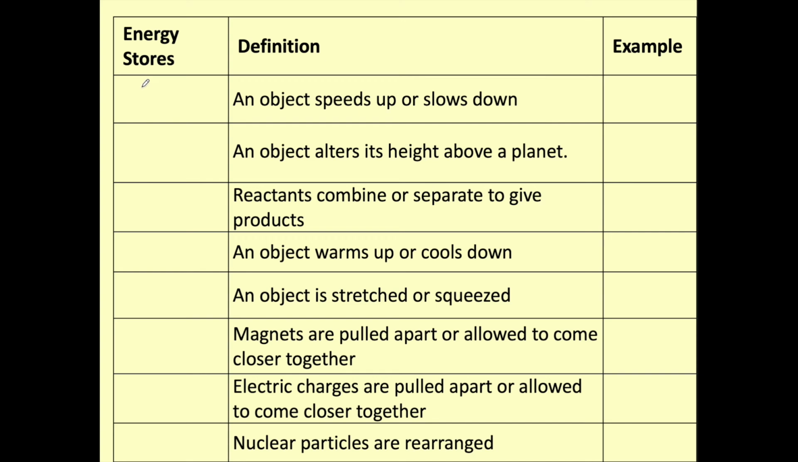So an object speeding up or slowing down. This is going to be our kinetic energy store as we're talking about a moving object. And an example of that could be a car, but of course specifying this is a moving car, not a stationary car. An object which is altering its height above a planet. This is our gravitational. An example of that we looked at was a rock on a cliff.